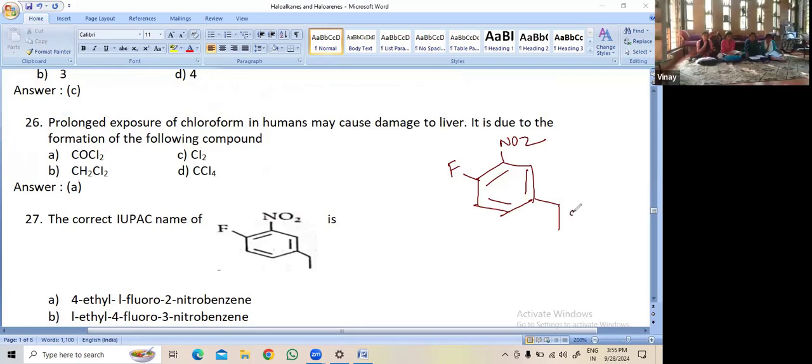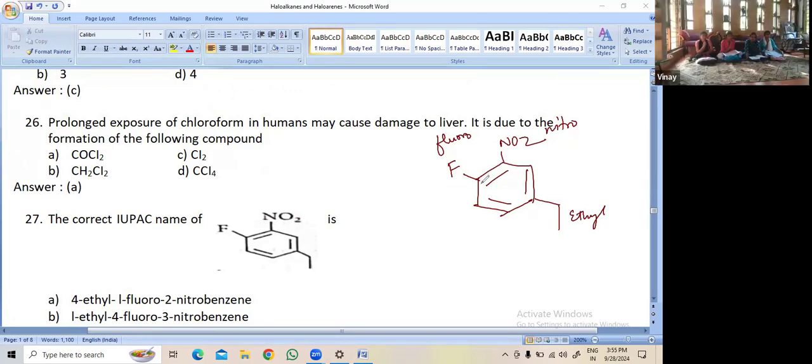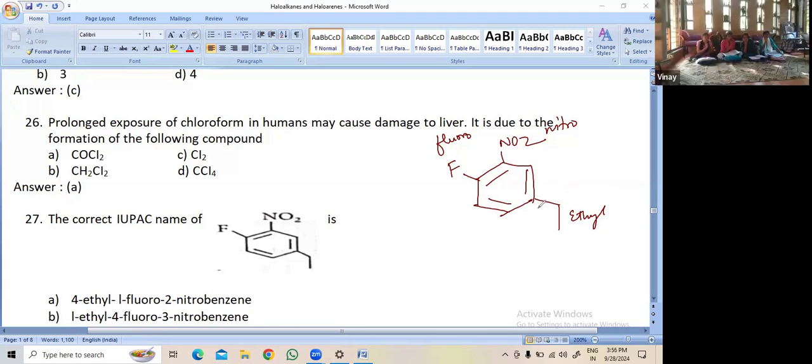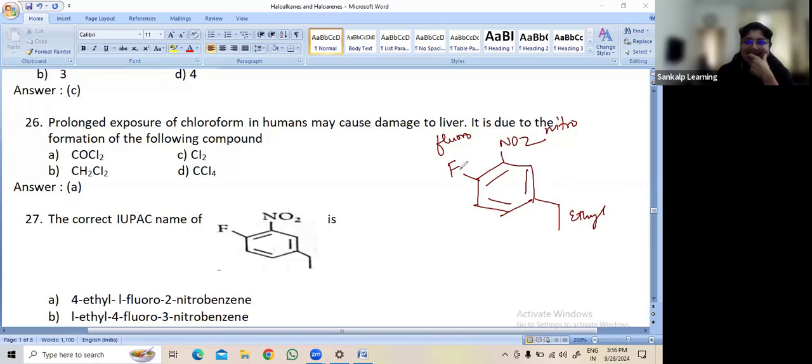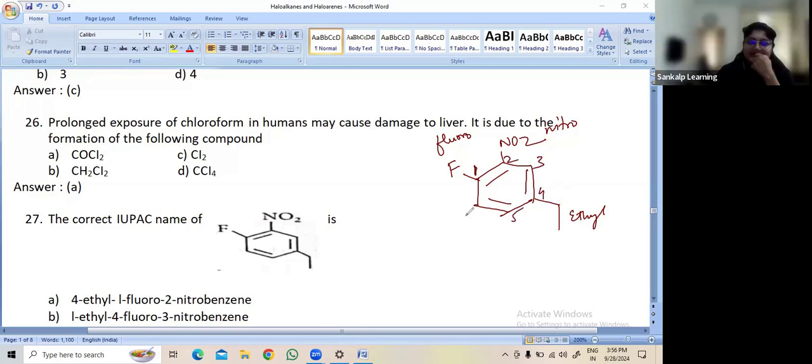So this is an ethyl group. This is a nitro group. This is a fluoro group. Okay, so tell me how it should be named. You have to follow the numbers and alphabetical order. What you have to do is 1, 2, 3, 4; it should get the least number, right? So if I start with this 1, 2, 3, 4, 5, and 6.